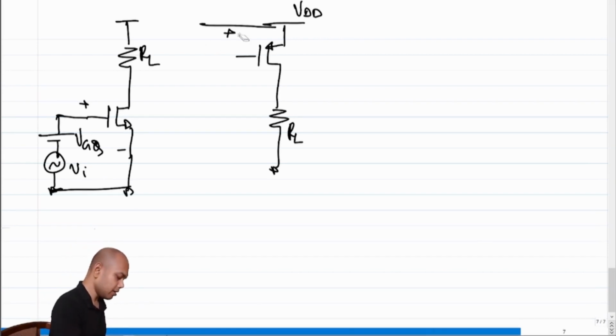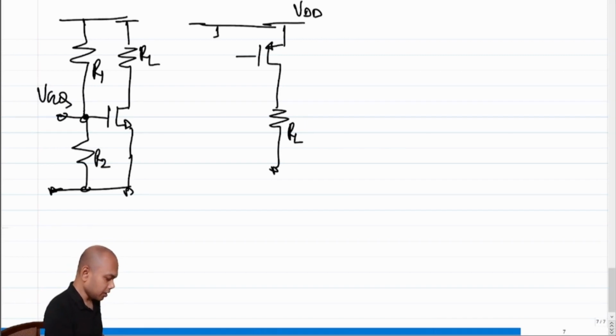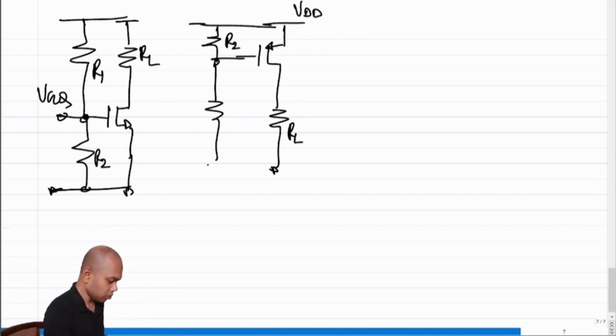And how did we apply that? What were the ways of applying it? The very basic thing that we started off with was this. This is R1, this is R2, this was VGQ. Similarly, in this case, this will be R2. If we have to keep the same VSG and same overdrive and so on, this will be R1, because ultimately the voltage across R2 is VGQ.